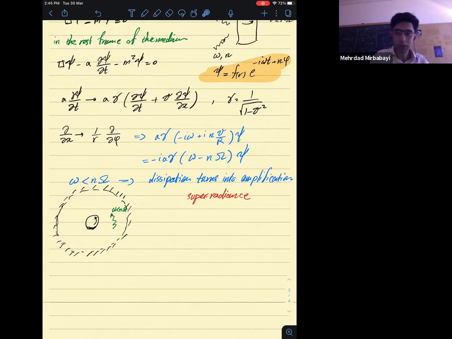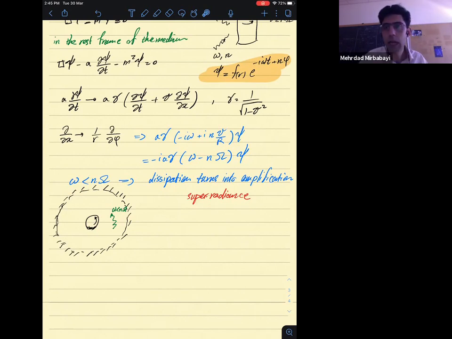So this is not a perpetual motion system. I just extract energy as long as there is kinetic energy in the cylinder. Once the angular velocity of this cylinder goes down below little omega over n, then the process stops.